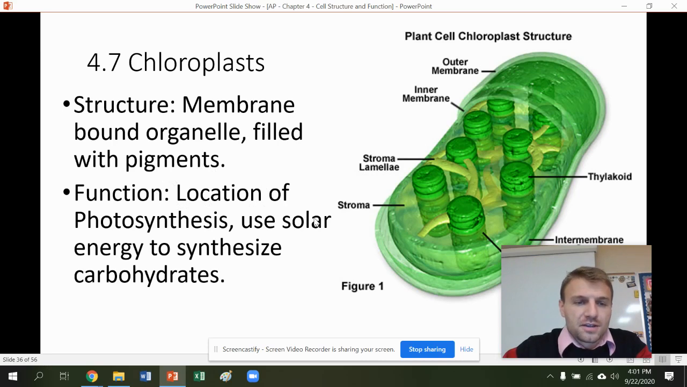It's the location of photosynthesis, using solar energy again to make carbohydrates. That's just the definition of photosynthesis. Just understand here you have two different membranes. It's the location of photosynthesis. We're going to get into more details here later on.